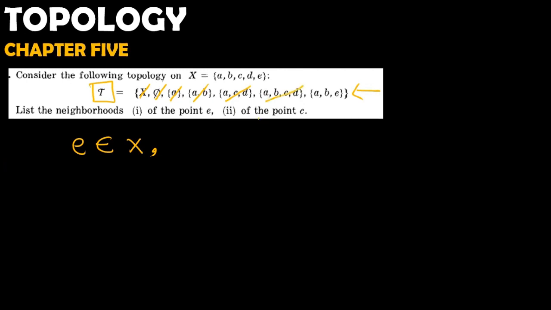And {A, B, C, D} also does not contain point E. But this subset of tau contains E, so {A, B, E}. So we have found two open subsets containing point E. The next step is to find the supersets of it.